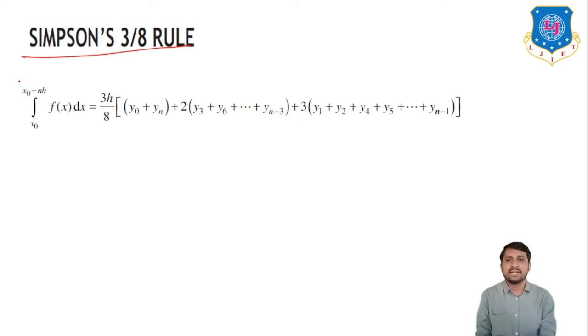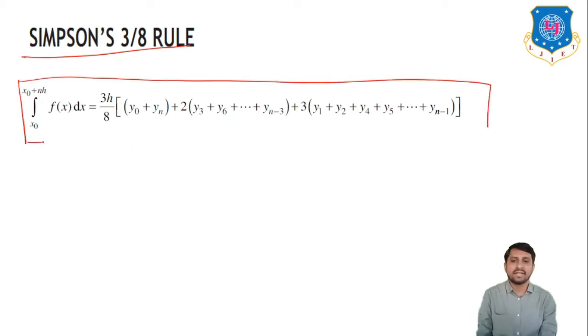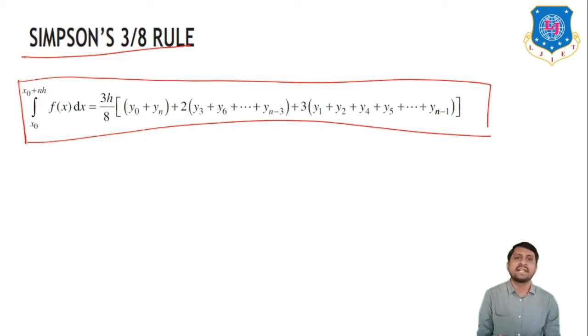This is the formula: integration from x0 to x0 plus nh. The right hand side form is very important. That is 3h by 8, where h is the interval of x. Then y0 plus yn, the first and last entry of the table of y, plus 2 into y3 plus y6 up to yn minus 3. Here you can see the subscripts are multiples of 3, so y3, y6, similarly the next entry is y9 and so on. Plus 3 into all other entries.